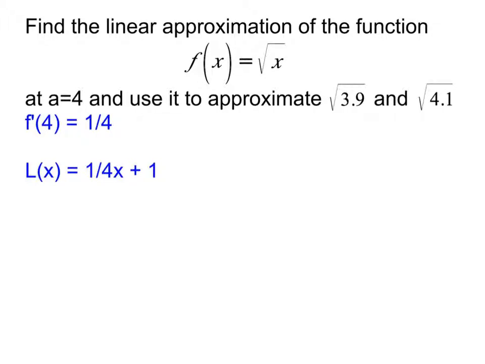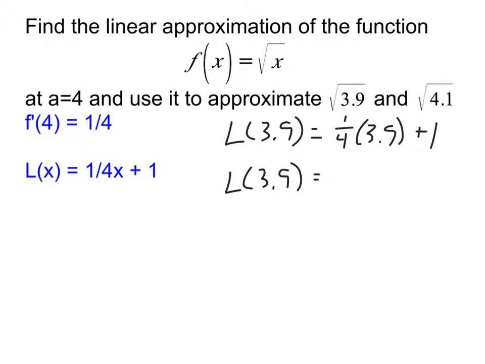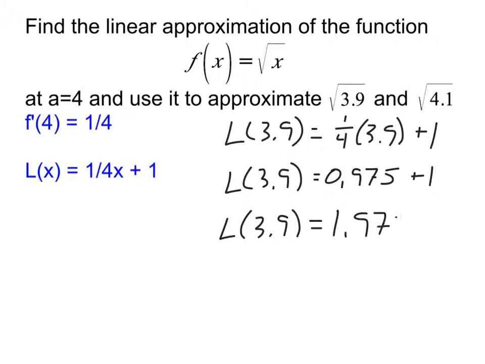So for the first one, I then want to figure out what is L of 3.9. So we're going to do 1/4 of 3.9 plus 1. And so if we do that calculation though, well, we still got to do 1/4 of 3.9. That's not super easy. But it is 0.975. And so we're going to do plus 1 with that. And so in the end then I can figure out that L of 3.9 is 1.975.